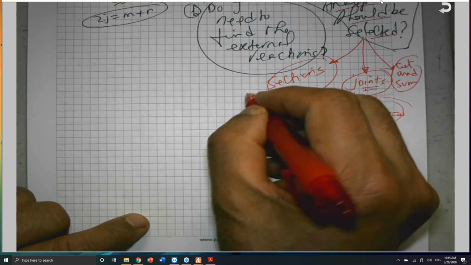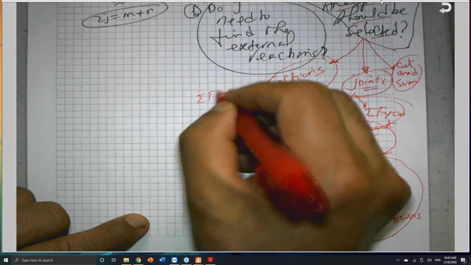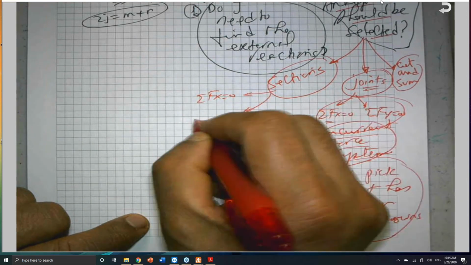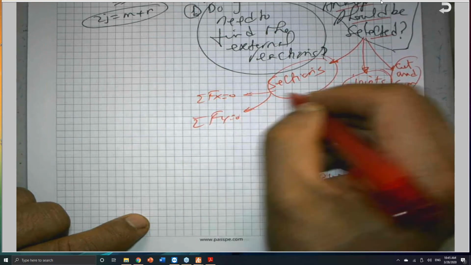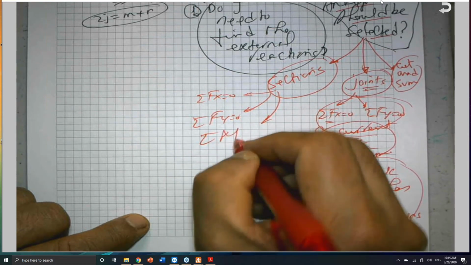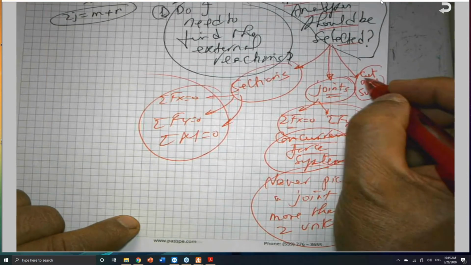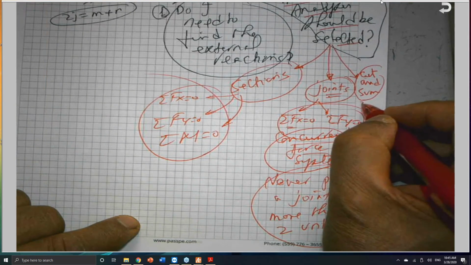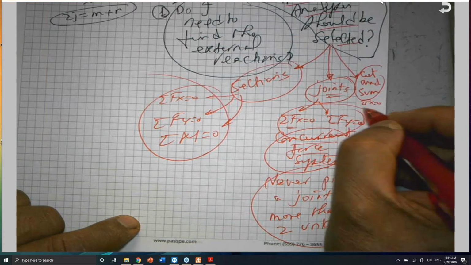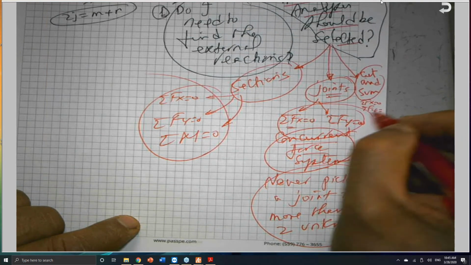In the method of sections, we have the three equations: sigma force x equals 0, sigma force y equals 0, and sigma moment equals 0. The moment equation will show up. And this is the same story for the cut and sum method. We have three equations: sigma force x, sigma force y, and sigma moment also.